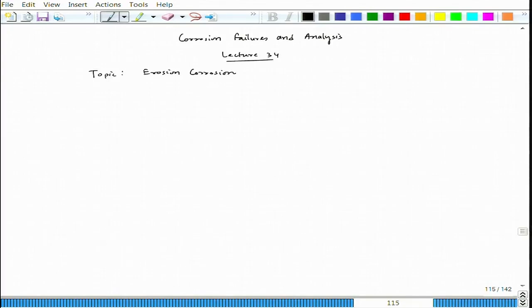We have already seen that there are a couple of variations in erosion corrosion, like one set called cavitation, another set that is fretting corrosion, and of course there are several aspects of erosion corrosion due to the flow of fluid inside a pipeline or a system. Okay, so now we'll talk about characteristics of erosion corrosion.